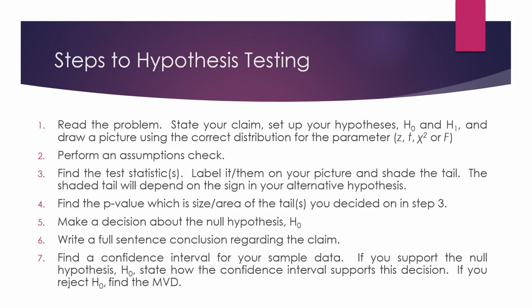And then step 7, I usually put, and you'll see on all of my papers here, I'll put a line across because this is kind of a separate part of the problem. So they're going to go together, but you're not going to use the same picture. It's going to be a new picture down here. So find a confidence interval for your sample data. If you support H0, state how your confidence interval supports this decision. If you reject it, then you're going to find the same MVD that you found in Unit 3.